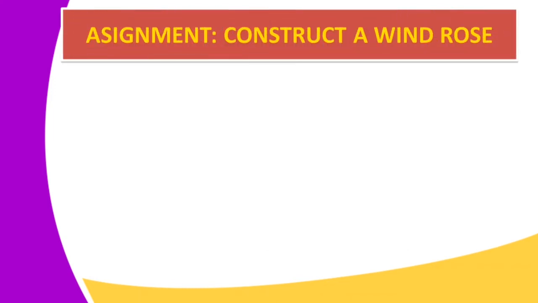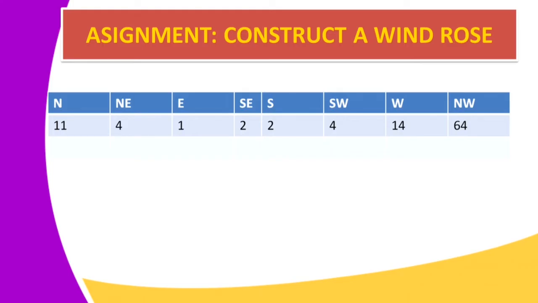So moving away from that, I have a small assignment for you. Construct a wind rose. The assignment is going to be construct a wind rose. And I have the table here with me. And the table has, on the first column, the direction. That is north, northeast, east, southeast, south, southwest, west, and northwest. And in north, you have 11. Northeast is 4. It goes on respectively until northwest. So construct a wind rose using the following information below.